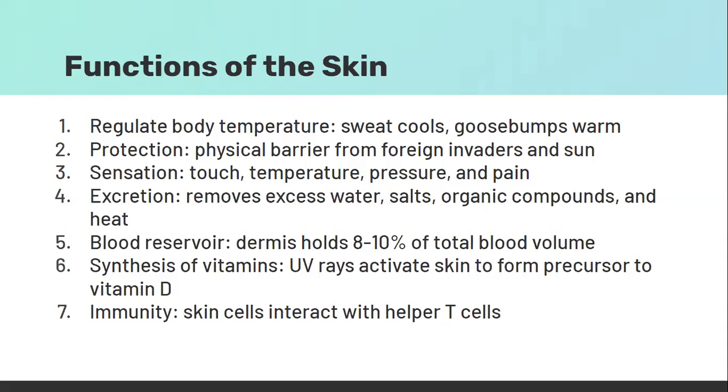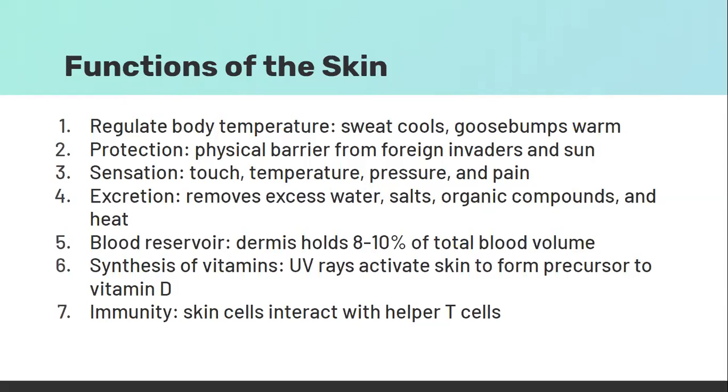Regulating body temperature is extremely crucial to staying alive. Second function is protection. It acts as a physical barrier from foreign invaders and the sun. When you're standing in the sun, UV rays shine on you, and your skin acts as a barrier to prevent the UV light or any other foreign things from coming into your body. That's why it's so important to wear sunscreen to protect your skin.